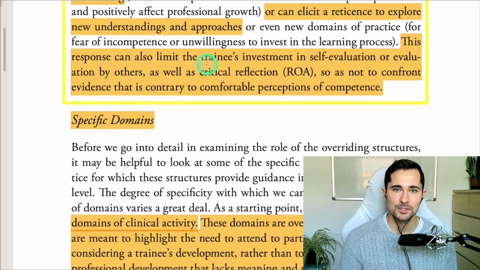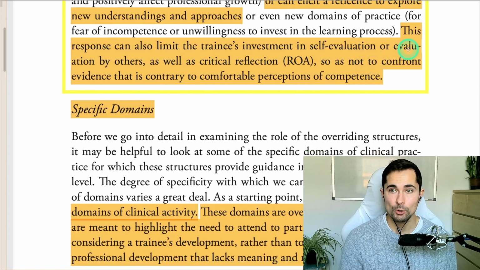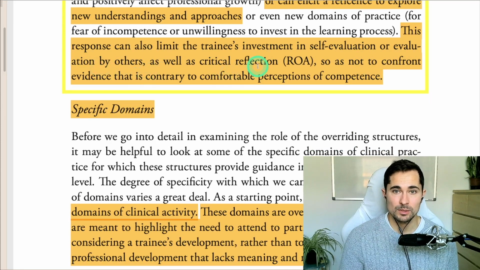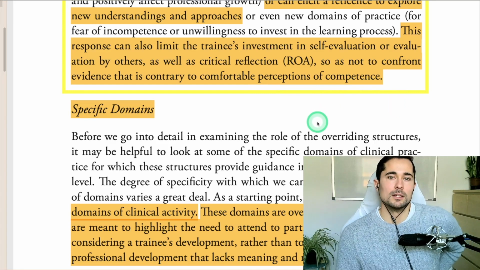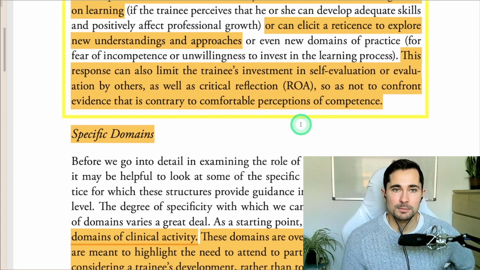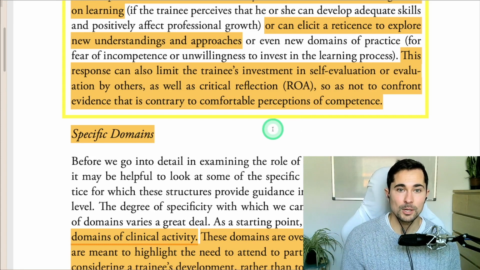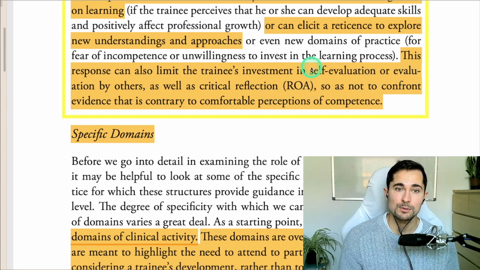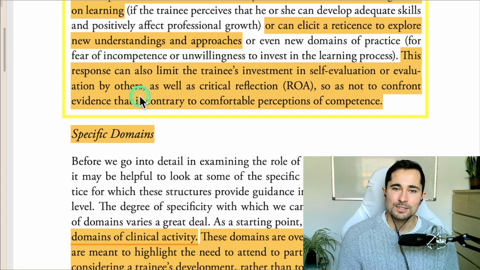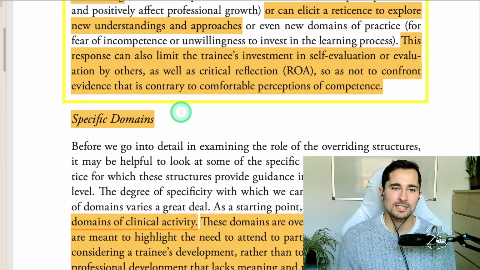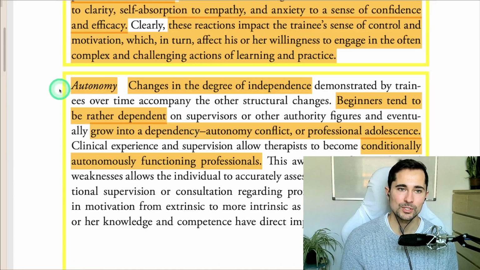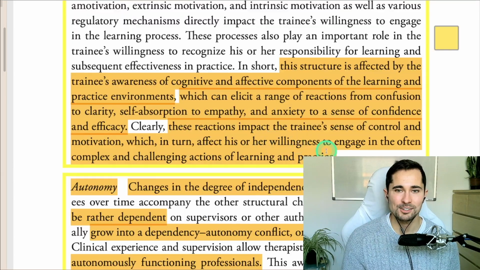This response can also limit the trainee's investment in self-evaluation or evaluation by others, as well as critical reflection on action, so as not to confront evidence that is contrary to comfortable perceptions of competence. So if I've gone from novice and being new, being a beginner, to someone who now sometimes feels competent and does good work, that can put me off reflecting. It can put me off asking for evaluation or evaluating myself, because I don't want to revisit those feelings of being uncomfortable, of not feeling good enough, for example. You can really see here how autonomy and motivation play off each other.